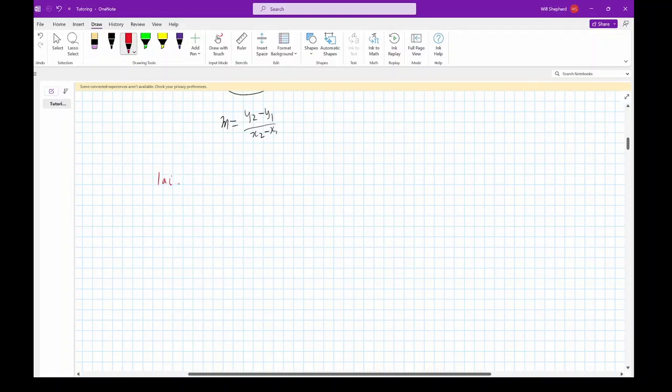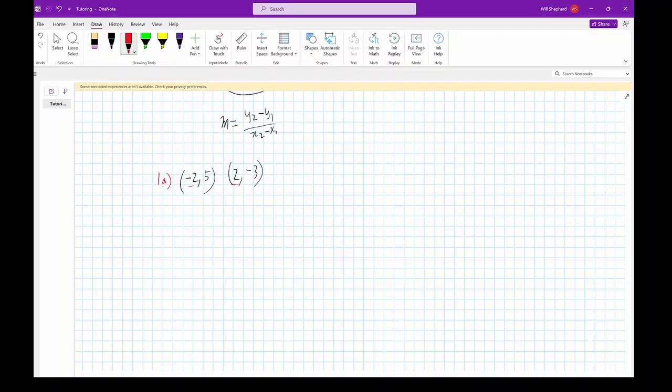We have just 1a, not 1ai, just 1. And we have the question: determine the gradient of the line joining the following pairs of points. The 2 points we have are negative 2, 5, and also 2, negative 3. Now the first thing we have to ask ourselves, in terms of the x values, which of course are the first values in both of these, these would be our x's. Which one would be further to the left on the graph?